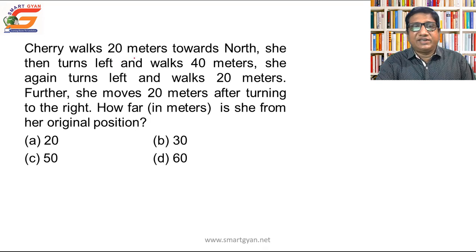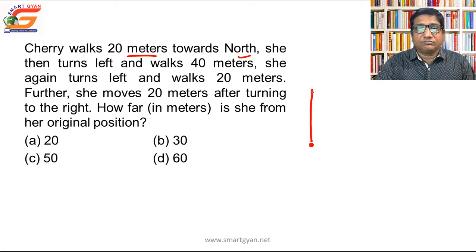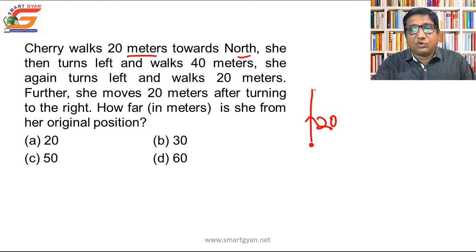Cherry walks 20 meters towards north. She then turns left and walks 40 meters. Cherry walks 20 meters towards north. Point the arrow mark. She then turns left. Always, north is the top of the plane. She then turns left and walks 40 meters. So always try to draw the diagram proportionately.